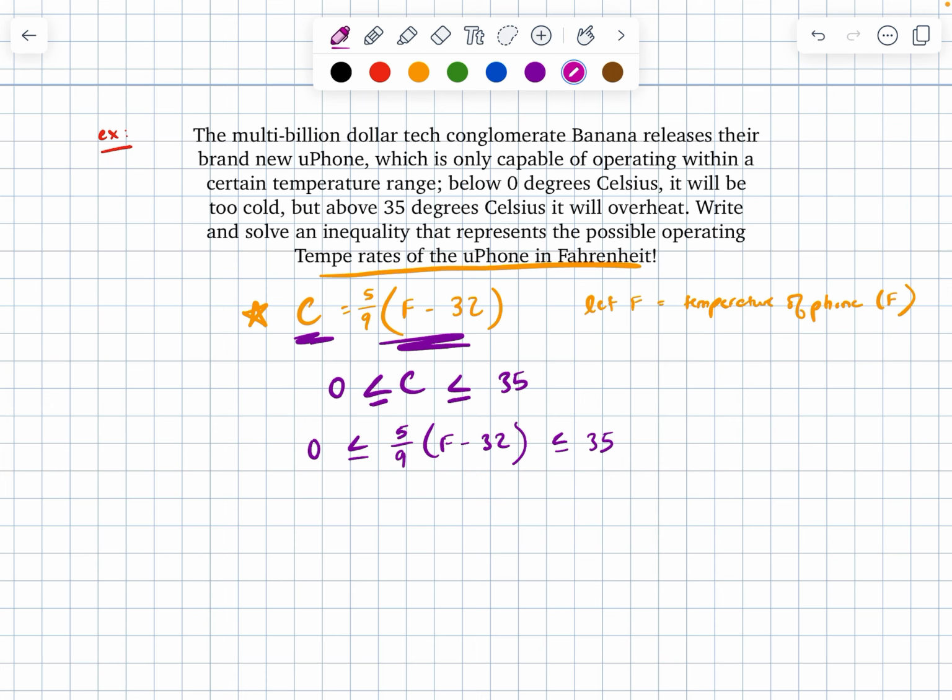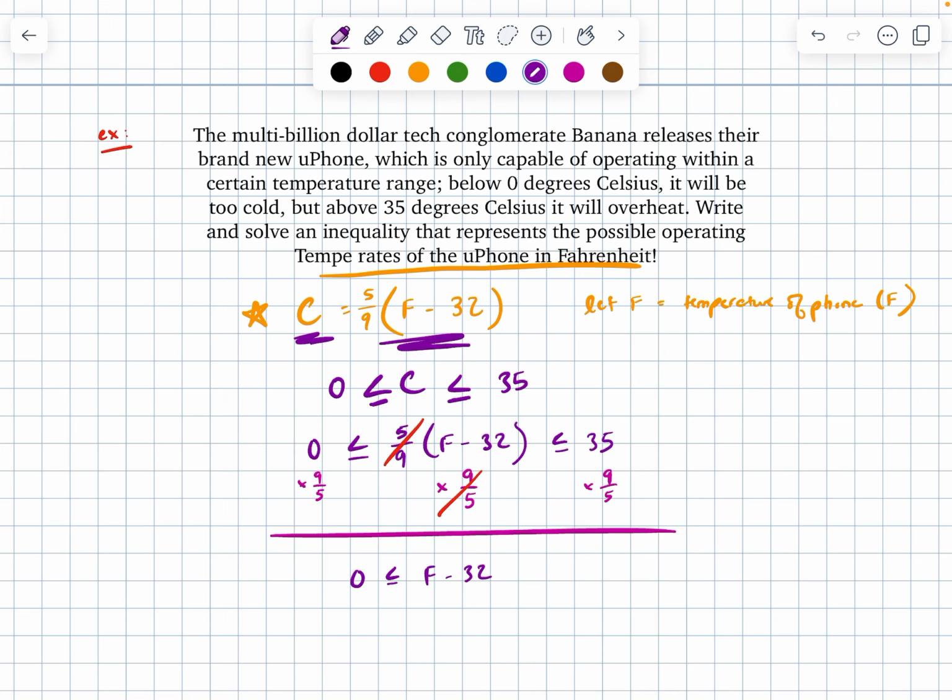So let's divide both sides by 5/9. It's currently joined by multiplication. But of course, dividing by 5/9 is the same as multiplying by its reciprocal, which is 9/5. So I'm going to take all three of these and multiply by 9/5. It's a compound inequality. What I do to one part, I must do to all parts. In the middle, 5/9 and 9/5, they cancel out. So I'm just left with F minus 32.